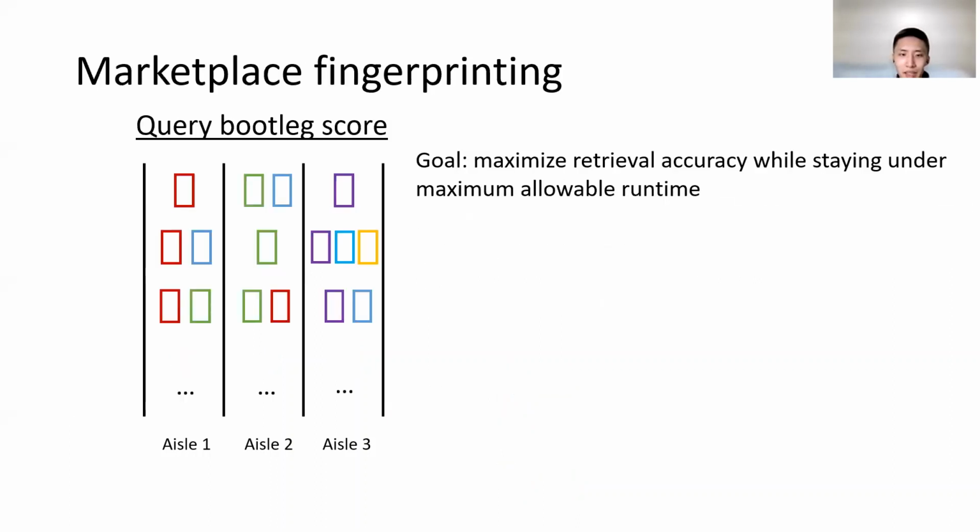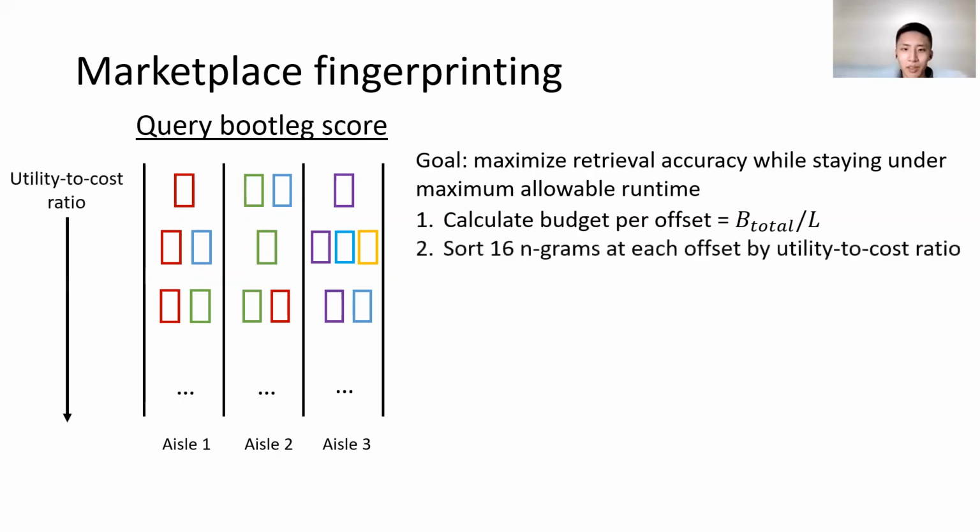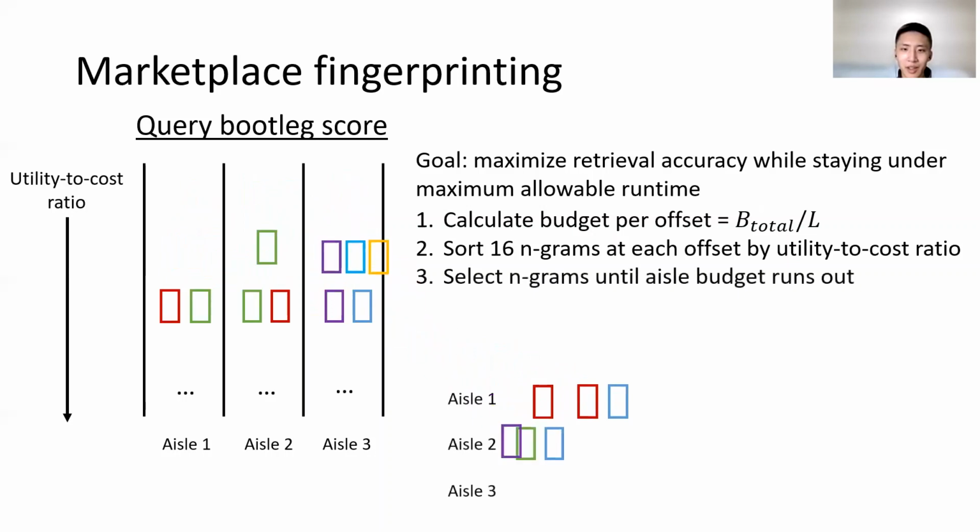Our fingerprinting scheme is based on this analogy. In our scheme, the goal is to maximize retrieval accuracy while staying under the maximum allowable runtime. We define the total budget as the maximum number of database matches we're willing to process for a single query. Then we divide the total budget by the length of the query bootleg score to get the aisle budget. At each offset in the query bootleg score, we sort the 16 different n-grams by the utility to cost ratio, which equals the probability the n-gram is correct divided by the number of matches it has in the database. Finally, we select n-grams at each offset in descending order until we spend the entire aisle budget.